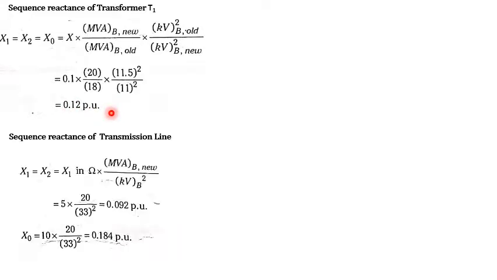Similarly for the transmission line, this is something different. X1 is equal to X2, and X1 and X2 values are given. The formula is X in ohm into MVA base new by kV base squared. The new MVA is 20, and the new value on the transmission line is 33 kV, square of that value, we'll get 0.092. And similarly for X0 it is 10 ohm, 20 divided by 33 squared, we'll get 0.184. So you have to be very careful here. X1 and X2 for the transmission line are different, and X0 is different.